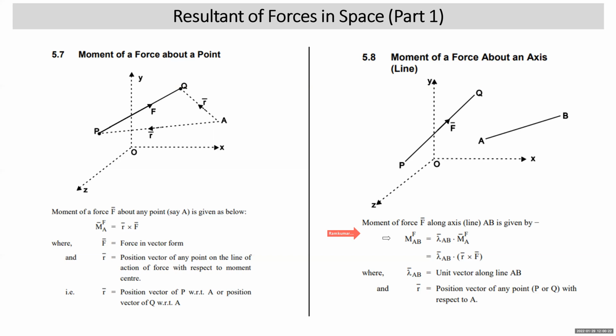So if you are looking for the moment of the force F about AB, it is the dot product of the unit vector along AB, that is lambda AB, and the moment of the force F about the first point on the line. What is the first point on the line? A. All right. Then you can further elaborate it. Lambda AB dot the moment of force F bar about A, which you can write as R bar cross F bar. In fact, it becomes a box product, but you will never write it as a box product. You'll remember only this step: the moment of the force about any line is equal to the dot product of the unit vector along the line and the moment of the force about the first point on the line.